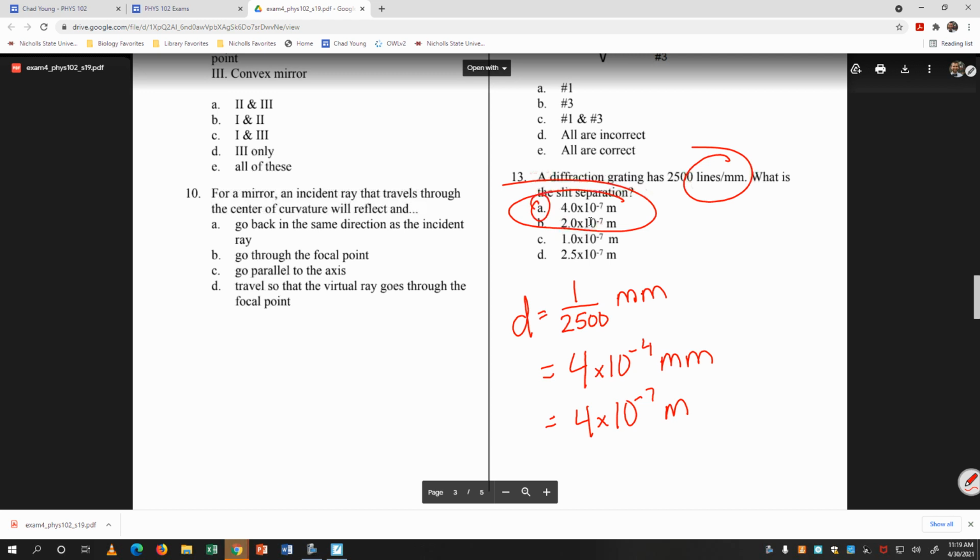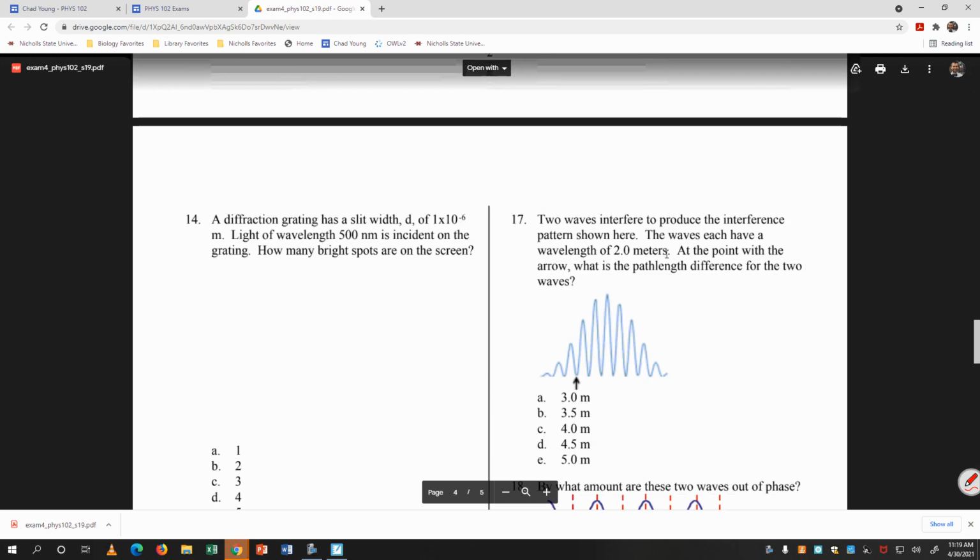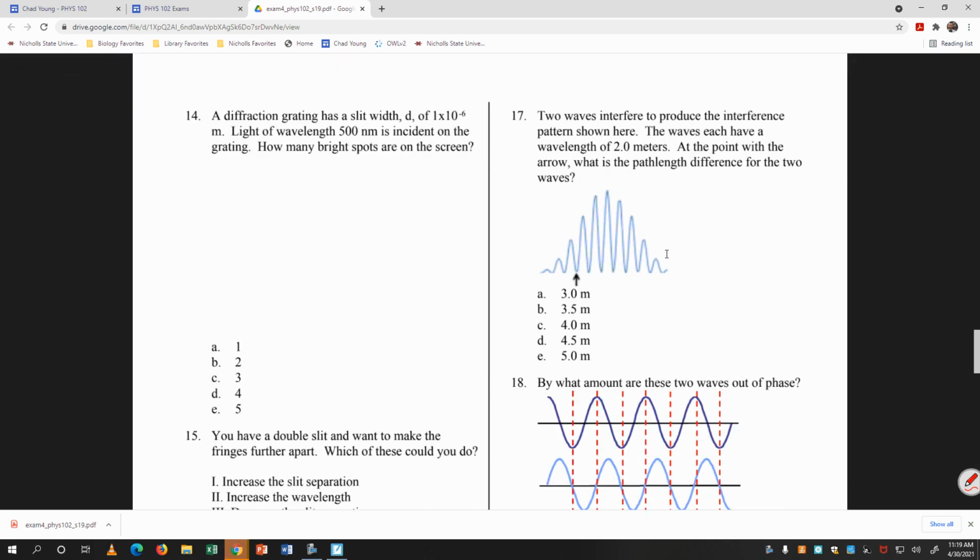If you have a diffraction grating, that's going to be your very first step. All right, and then after that, it comes out to be very similar to double slit, which I don't see any good ones. So let's actually go on to another one. Well, let's do number 14 while we're here.